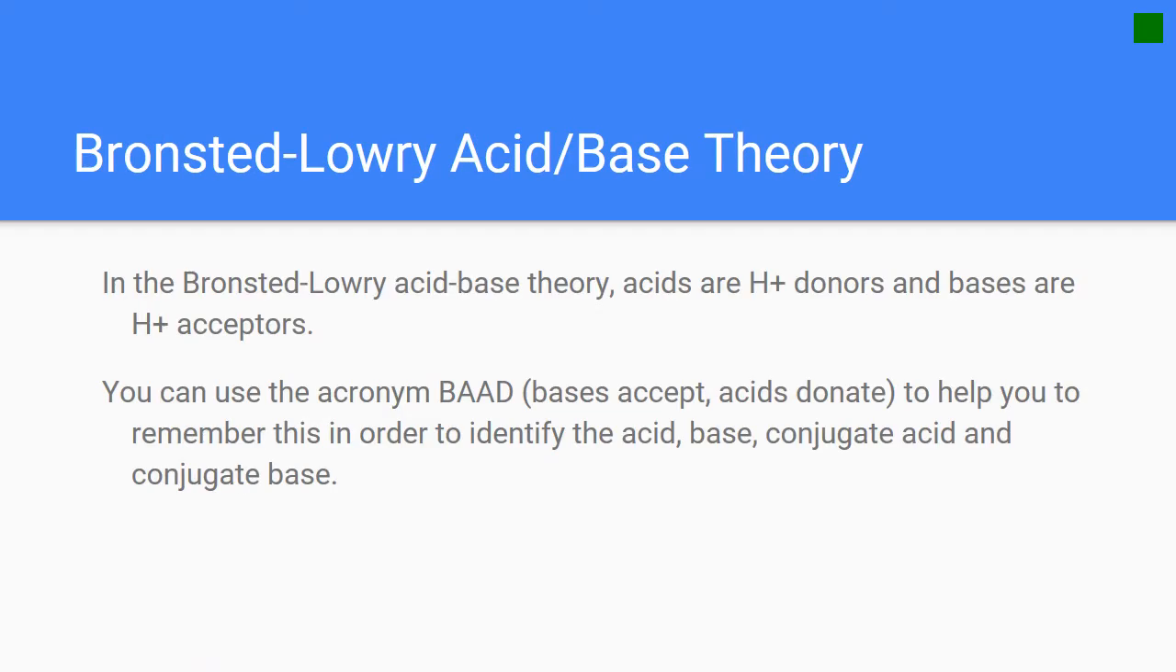The second theory is Bronsted-Lowry acid-base theory. In the Bronsted-Lowry acid-base theory, acids are the hydrogen donators and bases are the hydrogen acceptors. You can use the acronym BAD, B-A-A-D, not just one A, to help you remember this in order to identify the acid-base conjugates.